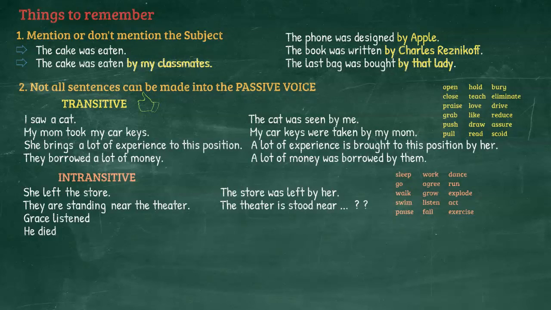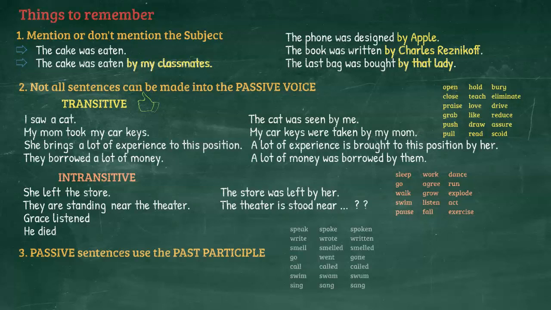The third point is that all passive voice sentences must use the verb in the past participle. That means if we have these verbs here, for instance, we will always be using the verbs from this column. We must remember that at all times.